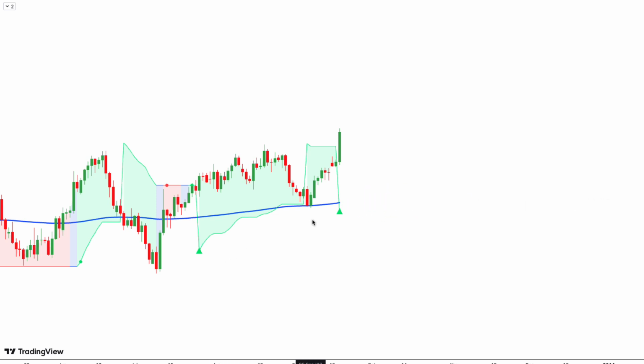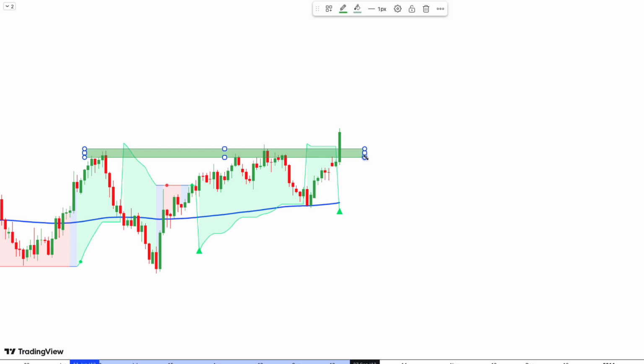Second, the volume supertrend AI should be colored green to indicate that the market is in a short-term bullish trend. Third, a green arrow should be printed by the volume supertrend AI to indicate a bullish trend continuation. Lastly, as an additional confirmation, we want to make sure that there is a resistance level present and that resistance level should not be too far from the candle where the green arrow was printed.